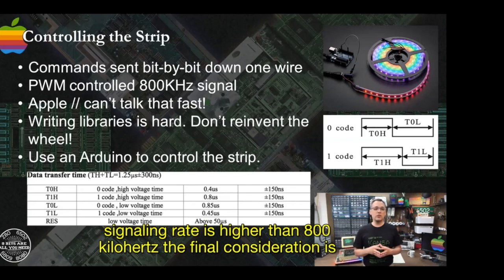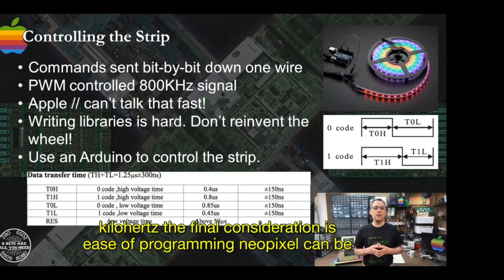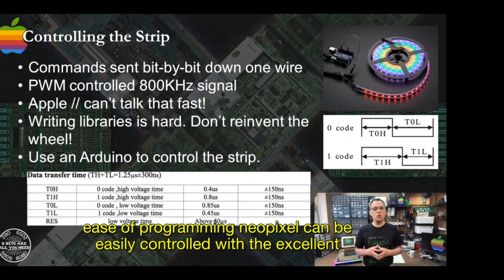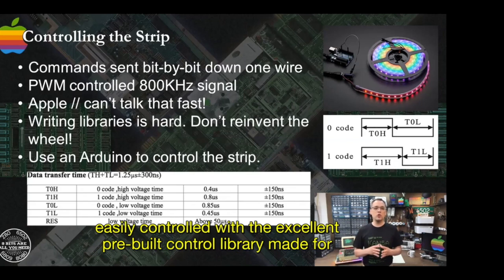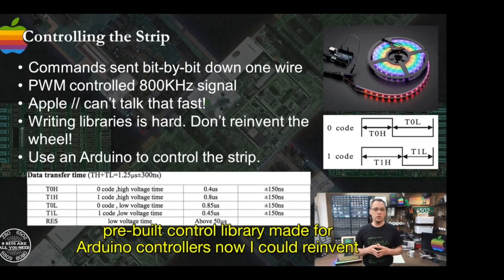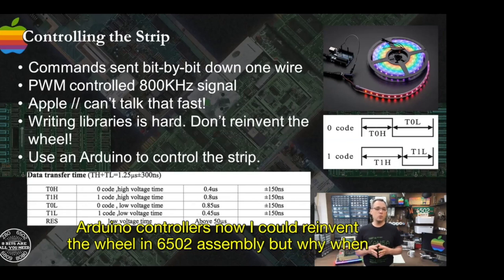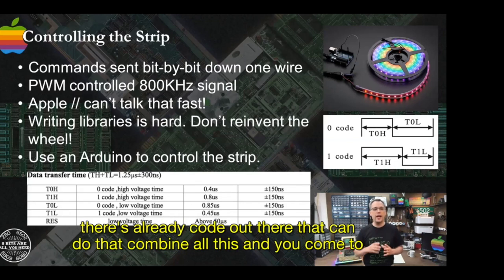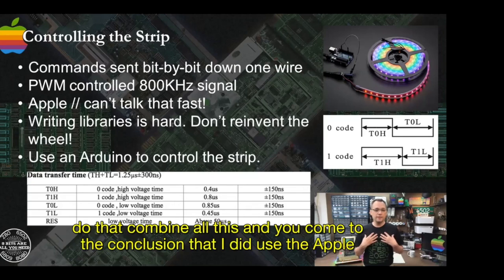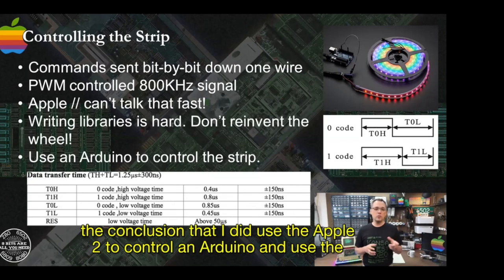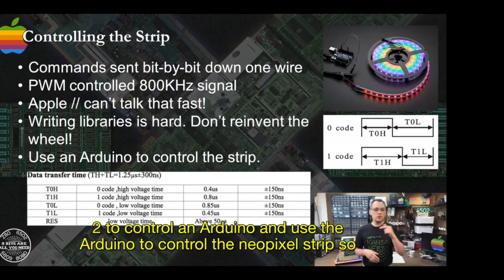The final consideration is ease of programming. NeoPixels can be easily controlled with the excellent pre-built control library made for Arduino controllers. Now, I could reinvent the wheel in 6502 assembly, but why, when there's already code out there that can do that? Combine all this, and you come to the conclusion that I did: use the Apple II to control an Arduino, and use the Arduino to control the NeoPixel strip.